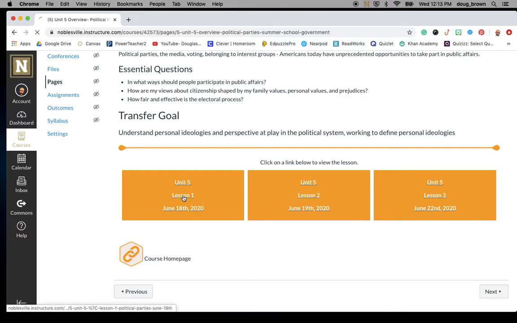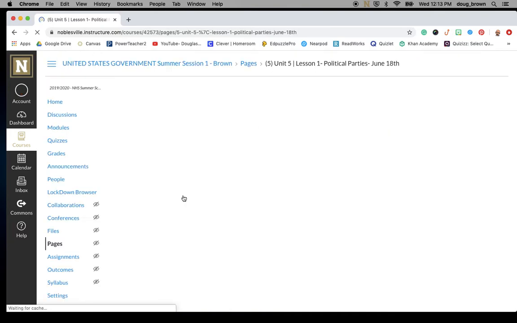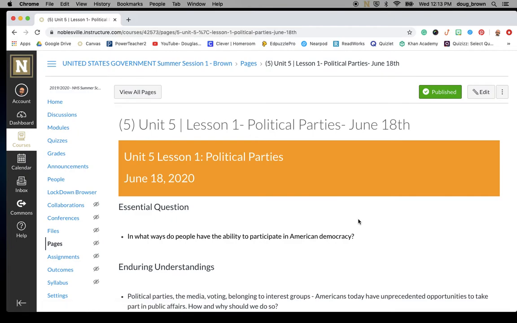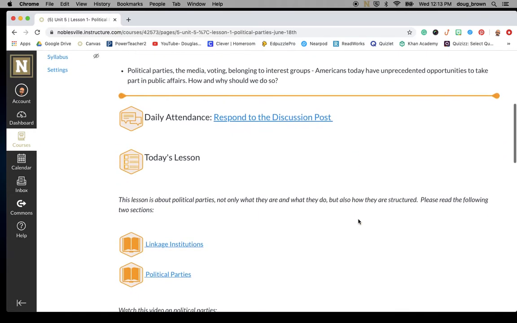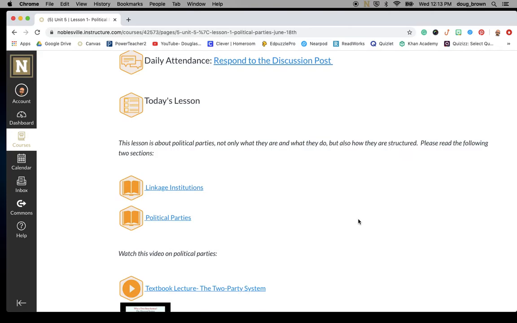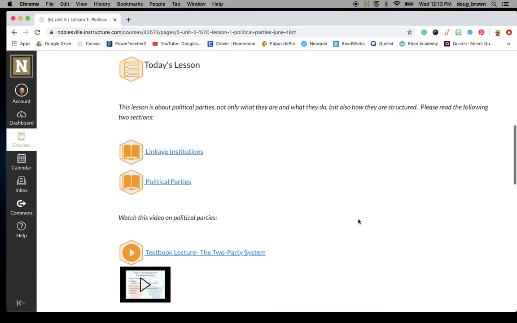So let's go ahead and take a look at what we have going on for lesson number 1. We're ready to shift our focus from the government and the amendments and the rights and all that stuff. We want to look at how we, the people, can participate in this process. Remember, this is a government of the people, by the people, and for the people. So we're going to be looking at ways in which we can interact with the government, how we can influence the government, how can we become part of the government, okay?